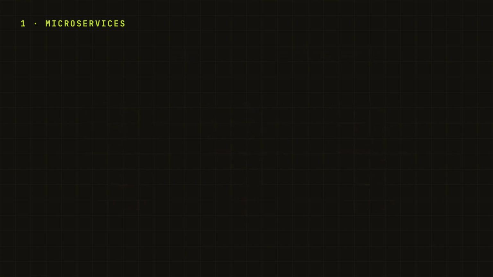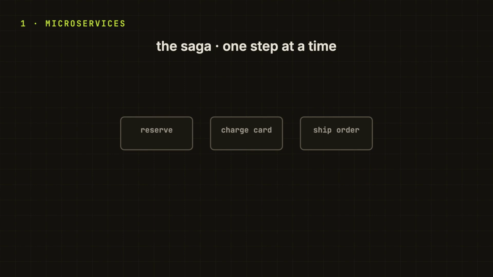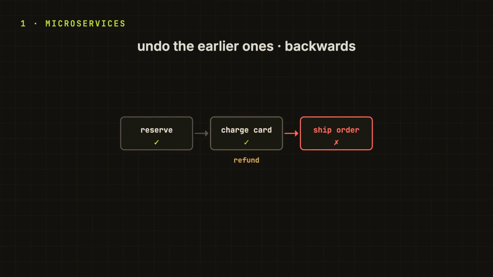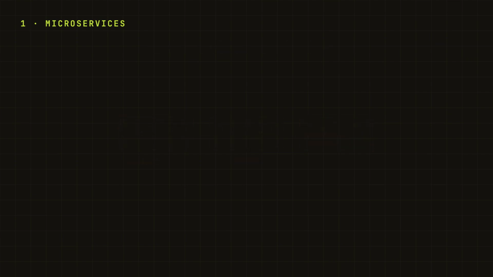And briefly, the saga pattern means you do the steps one after another, each in its own service, and if a later step fails, you run a compensating step to undo the earlier ones. So, refund the payment instead of rolling back a transaction.